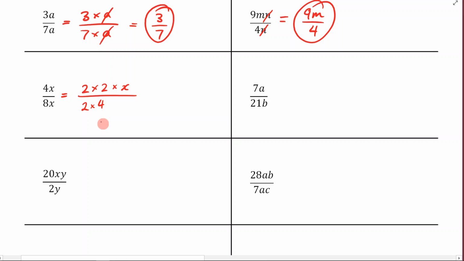Or how could we break that down? I mean, we could break it down more, but I just want to leave it like that. Actually, let's leave it there. All right, 2 times 4, and then I've got an x here as well.